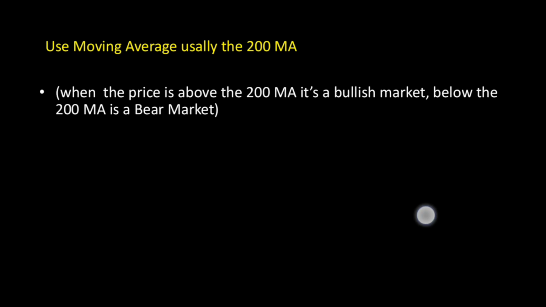Moving further, we can also use the moving average, usually the 200 moving average. In this case, when the price is above the 200 moving average, it's a bullish market. And when the price is below the 200 moving average, it is a bearish market.